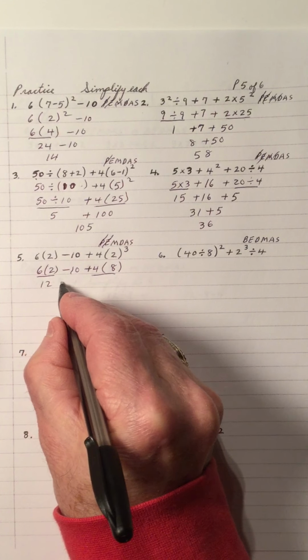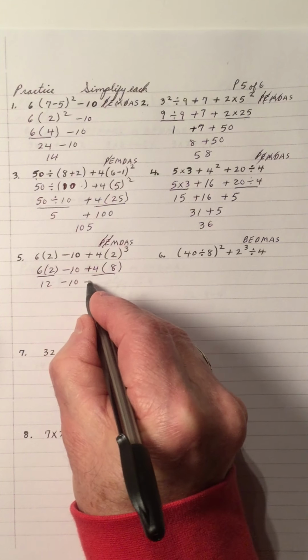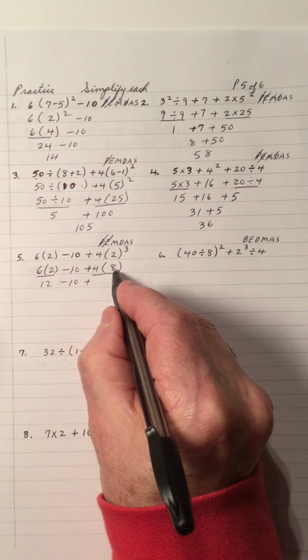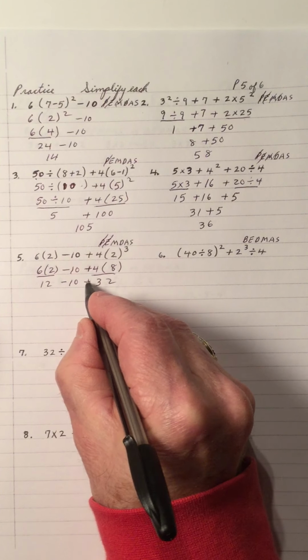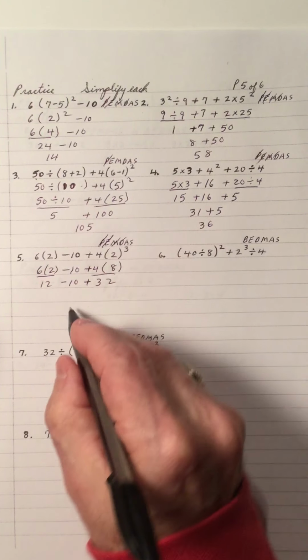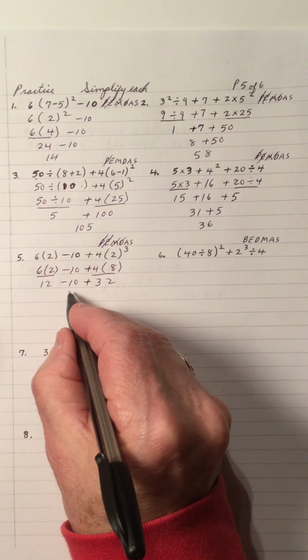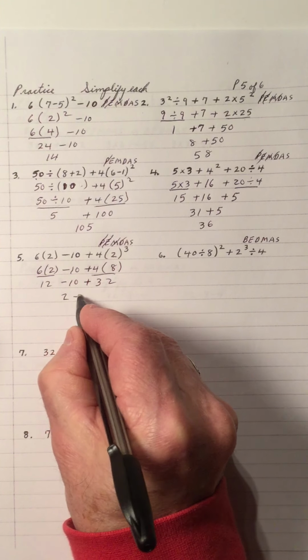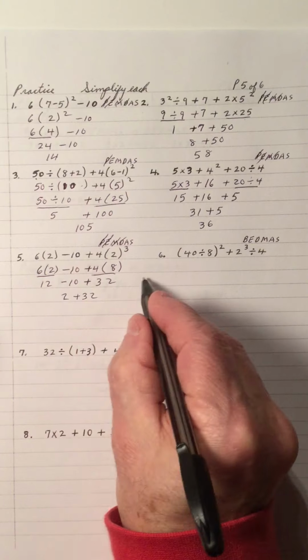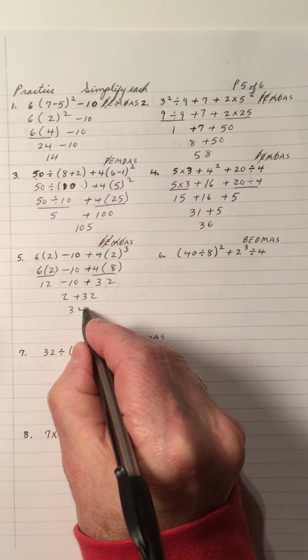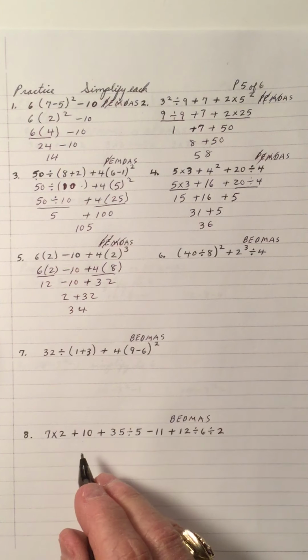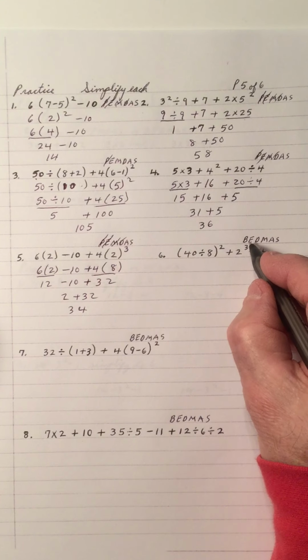That gives me a 12 minus 10. 4 times 8 is 32. All done. Now I do my add and subtract. 12 subtract 10 is 2. You go from left to right. 2 and 32 is 34.